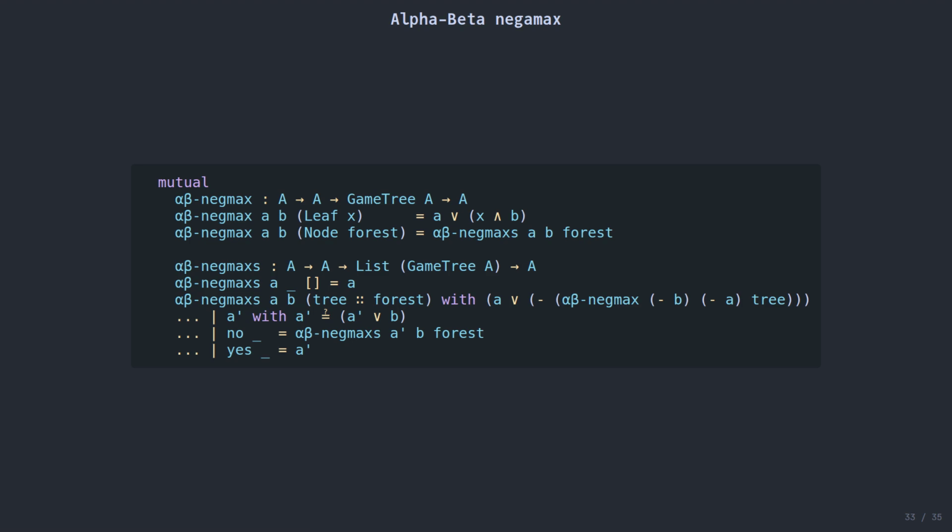Once we compute the value of the first child, we join it with the current lower bound. If this new value is greater than B, we can safely prune the rest of the forest. To check this, we test whether joining the value with B leaves it unchanged. If it does, we have exceeded the window and no further exploration is needed. This is the heart of alpha-beta pruning. We avoid exploring branches that cannot affect the final result.